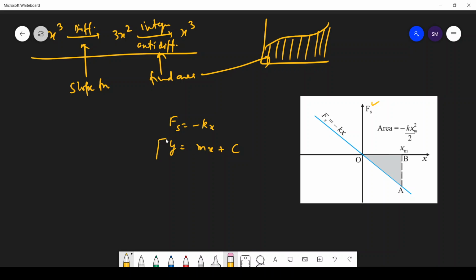So minus kx, you can assume it as y equals mx plus c. This is the equation of a line in the slope-intercept form. Right? So what is the slope here? Minus k. The slope is negative.